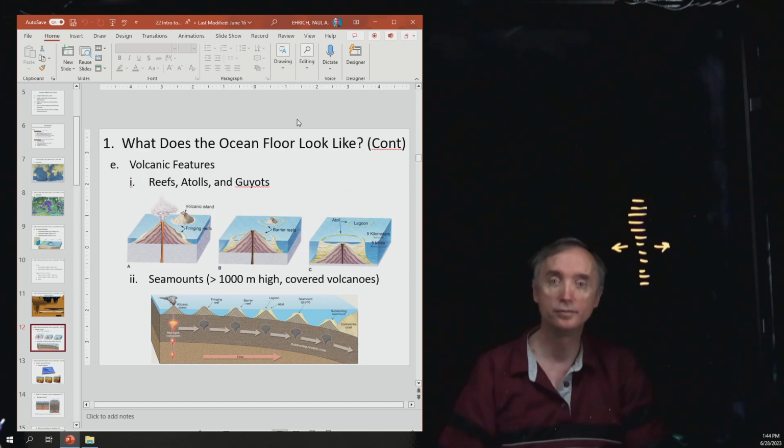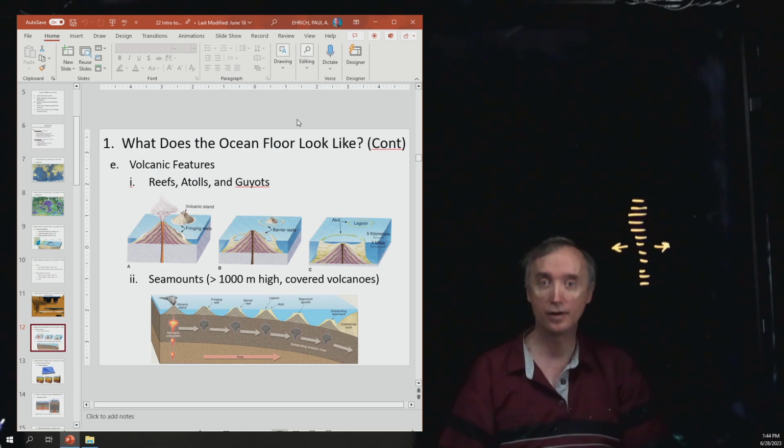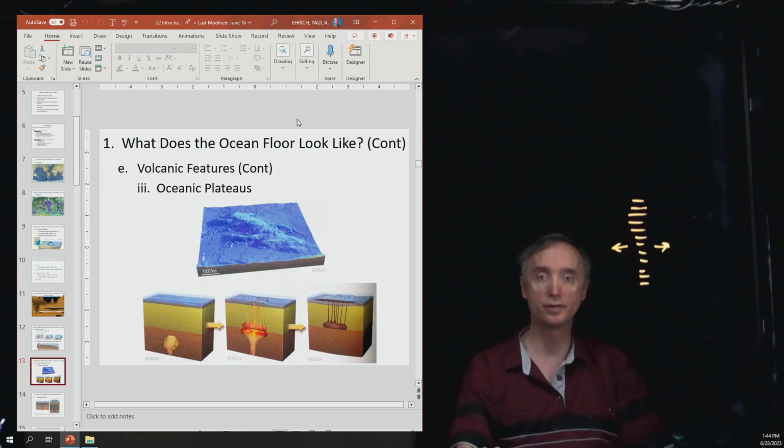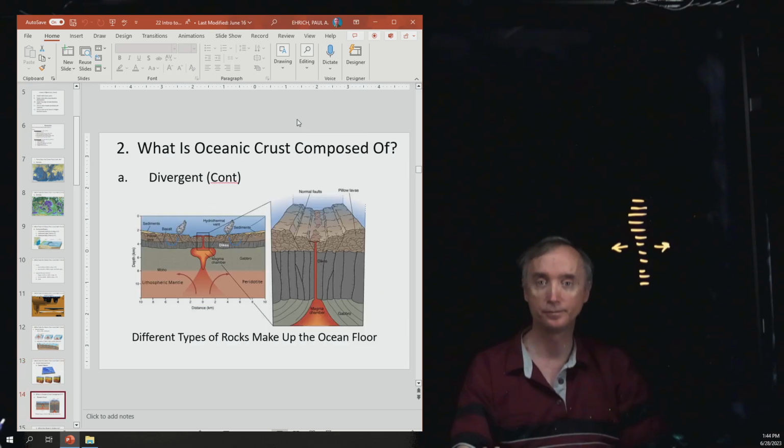Okay, then some more vocabulary. So you should know, how does a reef form, how does an atoll form, and then how does a guyot form, and then how does a seamount form. Okay, then what is an ocean plateau? So just more vocabulary that you would need to know for the exam.